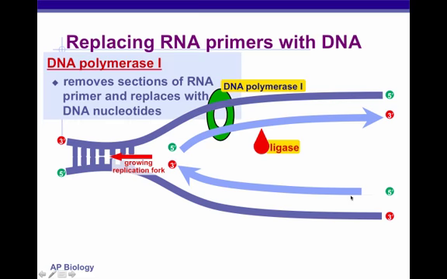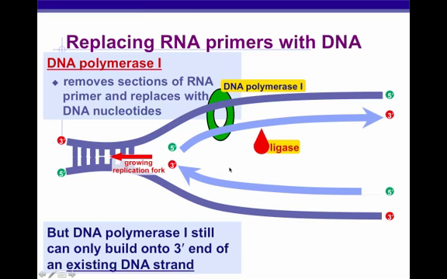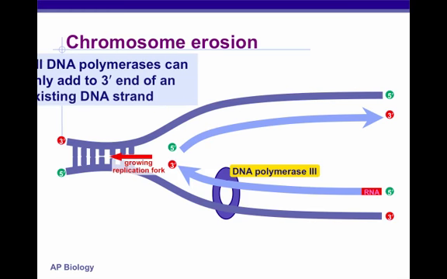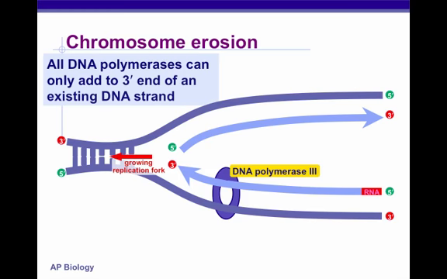So DNA polymerase 1 removes sections of RNA primer and replaces them with DNA nucleotides, okay? But DNA polymerase 1 still can only build onto 3 prime ends of existing DNA strands. So, chromosome erosion, we have a problem here. Okay, all DNA polymerases can only add to the 3 prime end of an existing DNA strand.